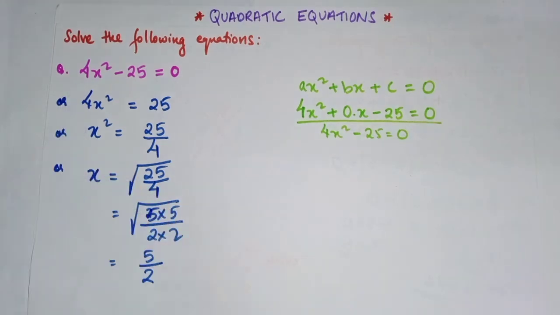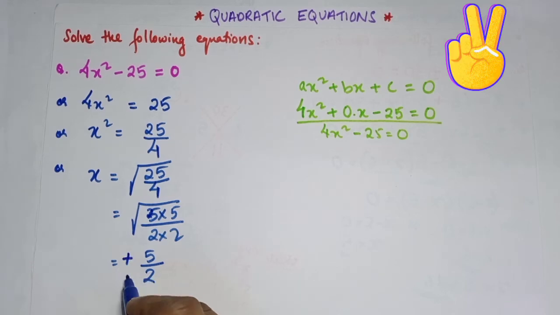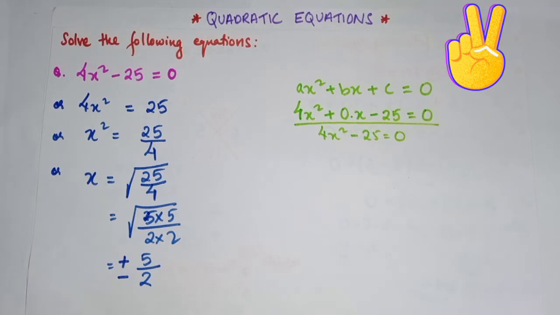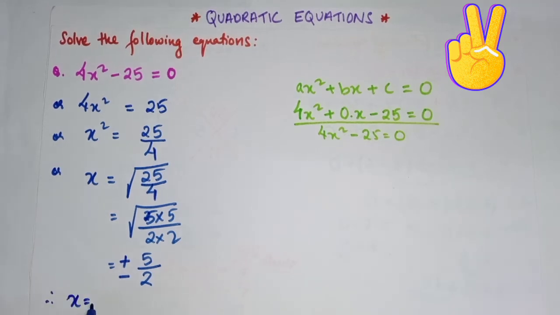But since it's a quadratic, that means 2 answers have to be there. So one will be your plus, another will be your minus. Okay. So therefore what we got? X equals to plus 5 by 2 and minus 5 by 2. So this is your answer.